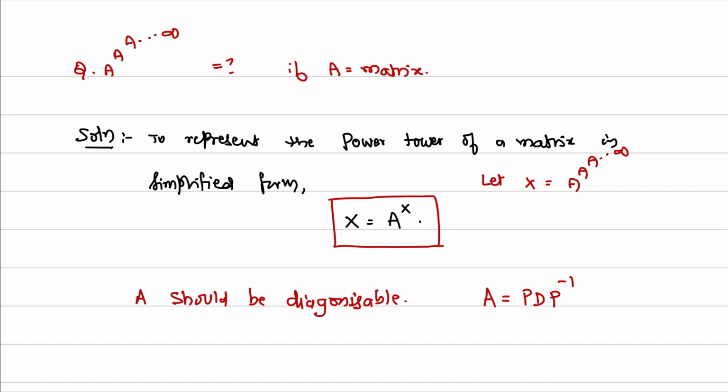When A can be represented in this form, then it is diagonalizable. The first and foremost condition is that A should be diagonalizable. For fulfilling this, I have explained in the previous class what to do. And here, x is equal to A to the power of x.